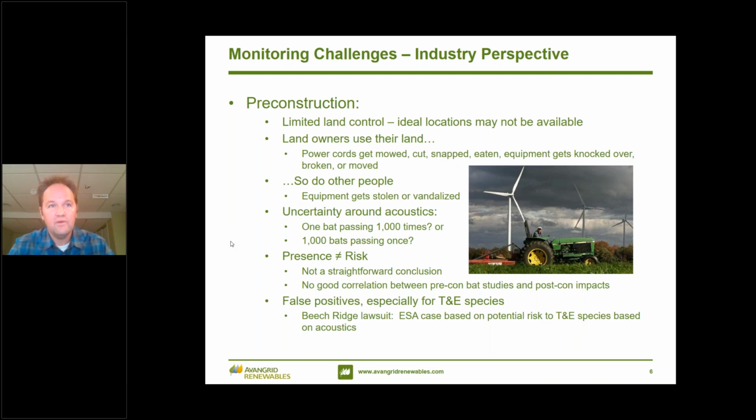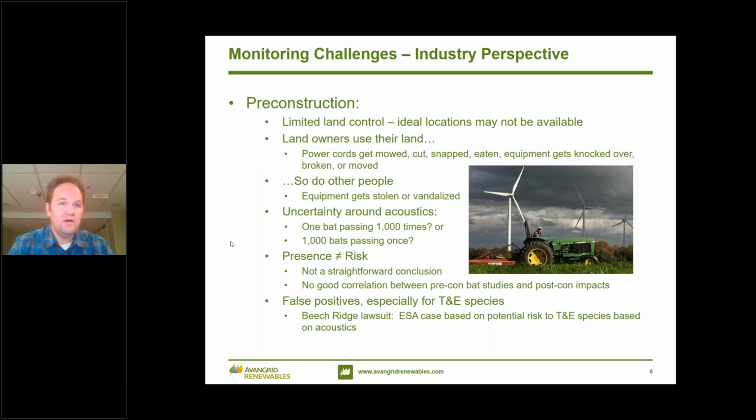Along with a lack of land rights, wind is often the secondary use of the property. Farmers still plow, ranchers still raise livestock. Equipment gets damaged, and it's also not unheard of for equipment to go missing. I'm convinced there's an eBay store for Anabats that fell off the truck.